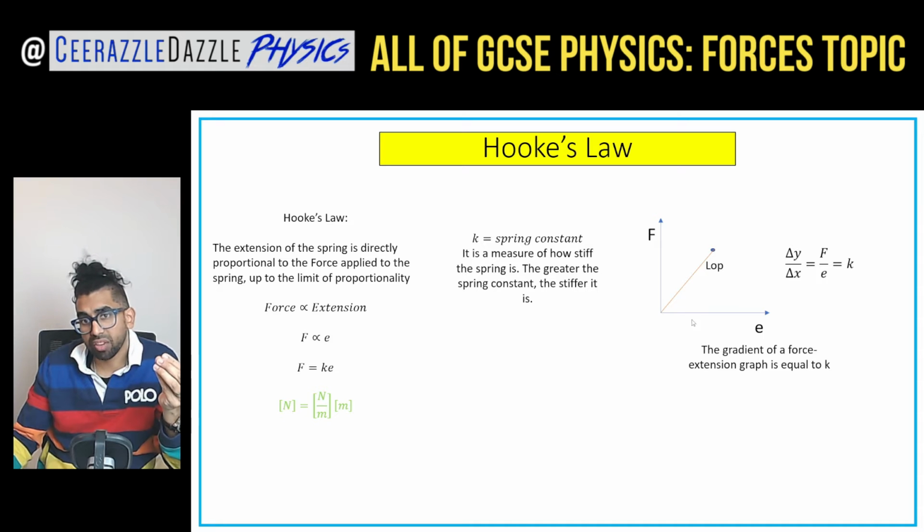And look, if we're given the graph of force versus extension, if I was to work out the gradient, it's the change in y over the change in x. It's the change in force divided by the change in extension, which is going to be the spring constant k.